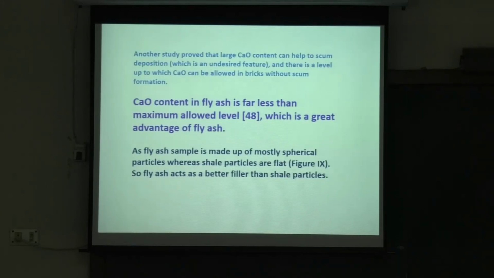Another study proved that large CaO content can help scum deposition, which is an undesired feature, and there is a level up to which CaO can be allowed in bricks without scum formation. So you can use calcium oxide in the brick components up to a certain percent. And the calcium oxide content in fly ash is far less than the maximum allowed level, which is a great advantage of fly ash. So fly ash has much less amount of calcium oxide.